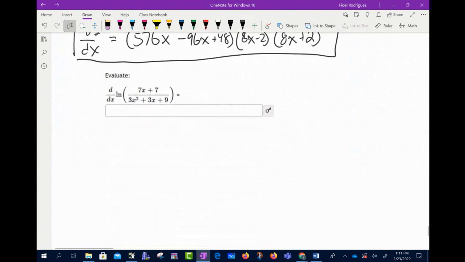Okay. So look, y'all. Let's take a look at this next one here. So we're trying to find the derivative of the natural log of 7x plus 7 over 3x squared plus 3x plus 9. Okay. So let's see if we can do this. We're going to go through it one piece at a time.